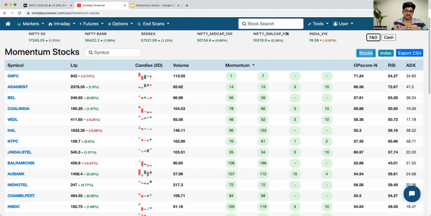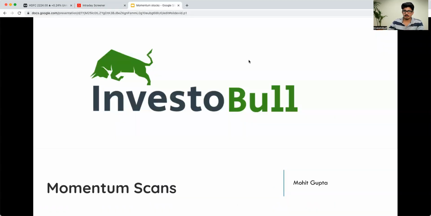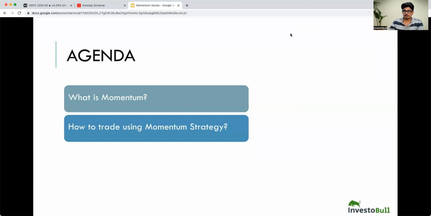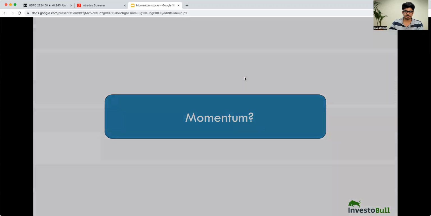Before talking about the momentum scans of Intradayscreener, we need to understand the concept behind it. For that, let's get into the presentation first and come back to the momentum scans later. By the end of the video, you will be able to understand what momentum is and how to trade using the momentum strategy. Firstly, we'll discuss what momentum is.